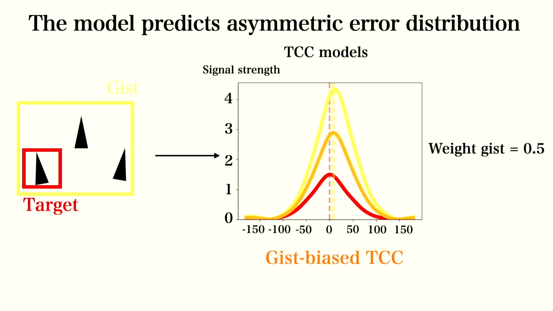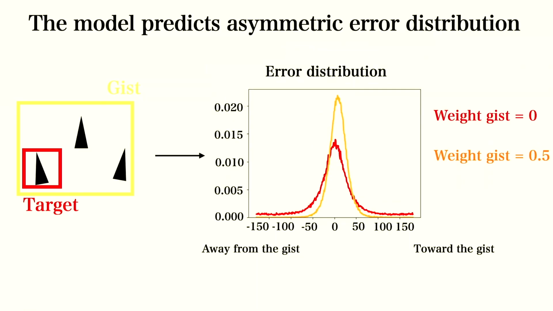Now, what will happen if we combine these two representations together, just like what you see in the orange one here? Here we get an asymmetric error distribution. You can see that there is a greater proportion of error toward the gist in this orange distribution compared to the one that didn't combine the gist.